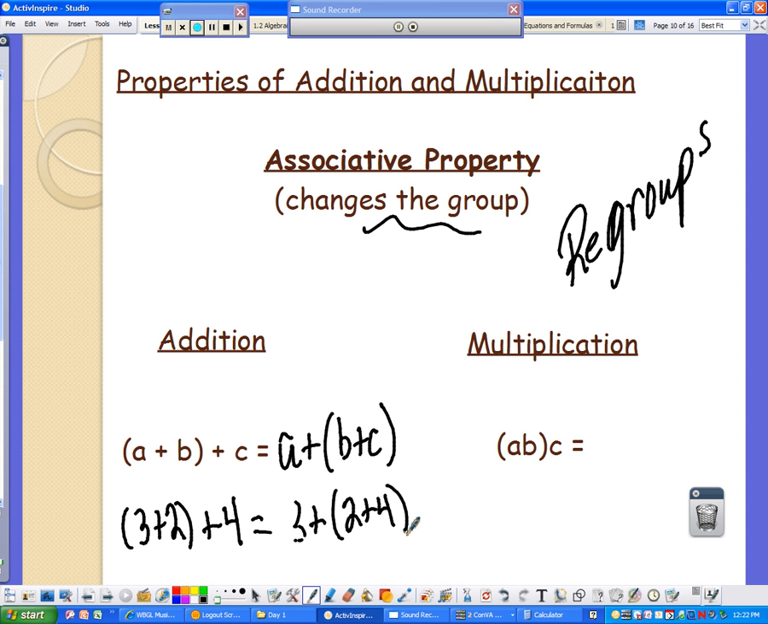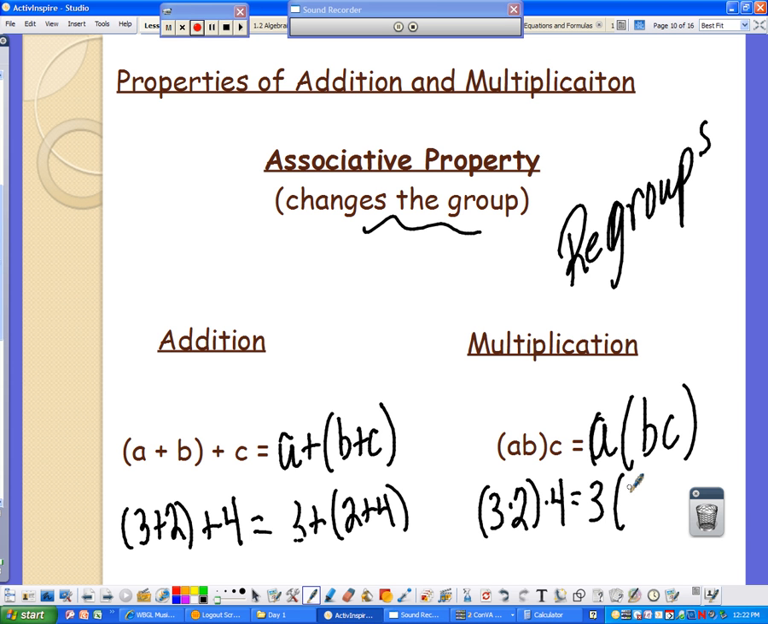It also works with multiplication. In the first grouping, we're grouping A times B. In the second one, we're going to group B times C first. So if we use the same numbers, 3 times 2 times 4 would be the same as if we took 3 times 2 times 4. So remember, 3 times 2 is 6. 6 times 4 gives you 24. And here, 2 times 4 is 8. 8 times 3 also gives you 24.